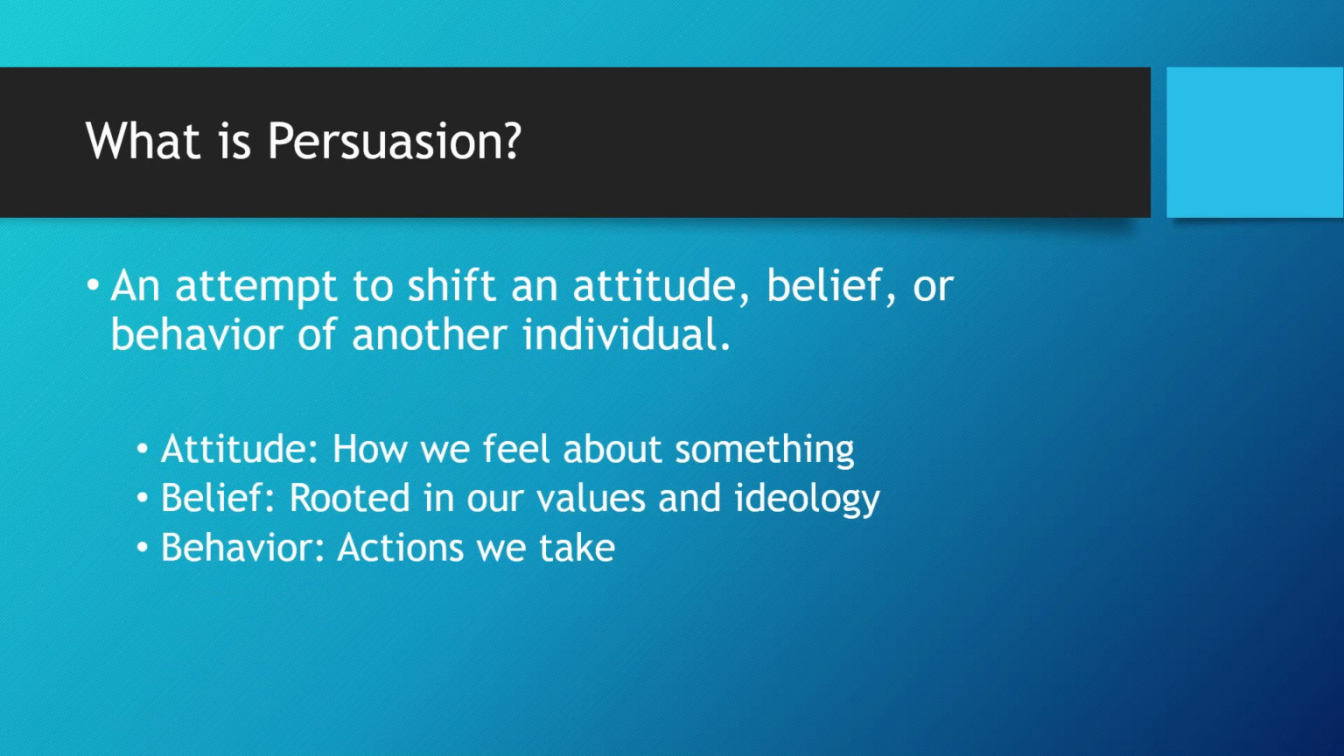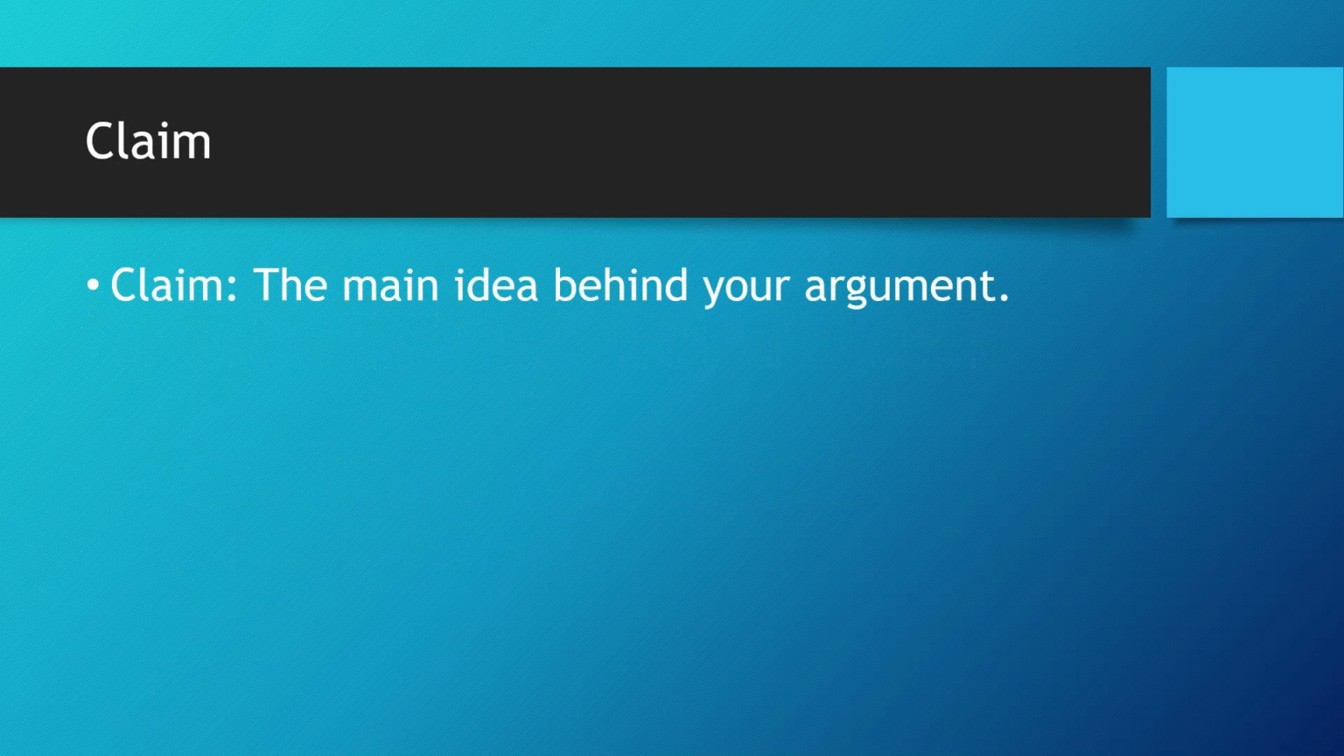So then the question becomes, how do we accomplish this? And that's where the Toulmin model of persuasion comes in. We start the Toulmin model of persuasion with a claim. Your claim is the main idea behind your argument. You have to tell your audience, or whoever it is you're persuading, what your argument is. What are you trying to persuade them to do? What attitude, what belief, what behavior are you attempting to shift? And if you can articulate that, that's going to make it clear to your audience.